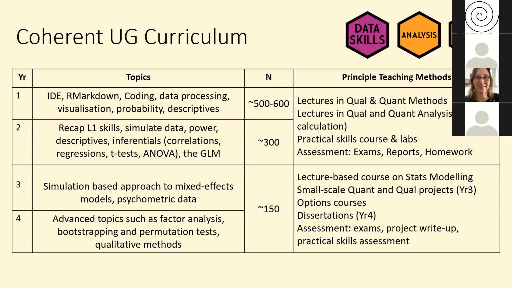Then in year 3, they move on to the main stats course, which is on statistical modeling and uses a simulation-based approach. They also have an option of doing a psychometric course. Some people choose that and some people don't. There we also have small-scale quant and qual projects. The quant project is the one that I was talking about earlier. Then they have lots of options courses, some of which are advanced statistics. They have their dissertation in year 4, and there's a variety of different assessments that we do on this.